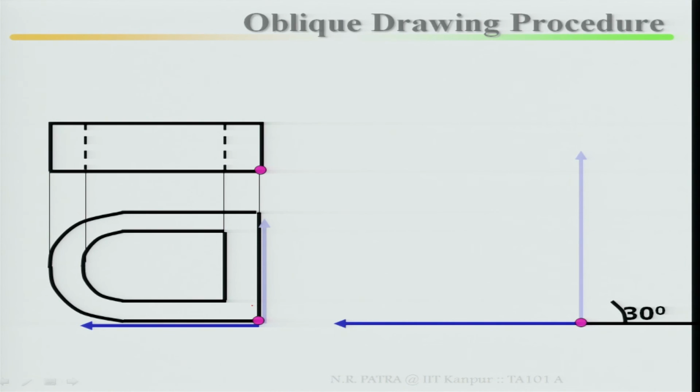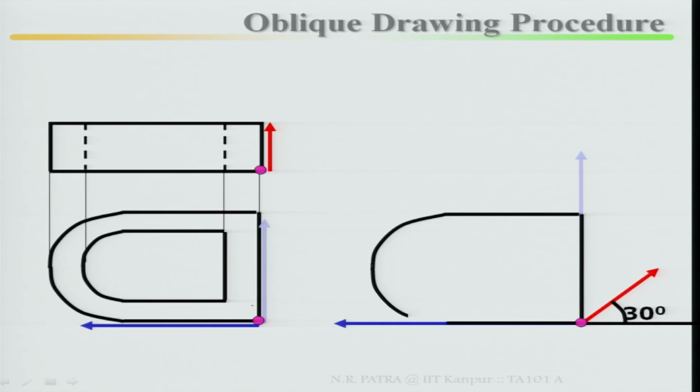Then in the depth direction it is 30 degrees to 60 degrees. Mark the 30 degrees in the depth direction, take your depth dimension, and finish it. This is your front face. This is your width, from here to here, and this is your height, from here to here.